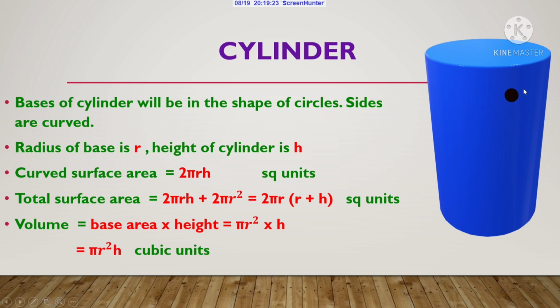So perimeter of the base is 2 pi r because it's a circle. So 2 pi r into height, 2 pi r h. This is the curved surface area formula, square units.